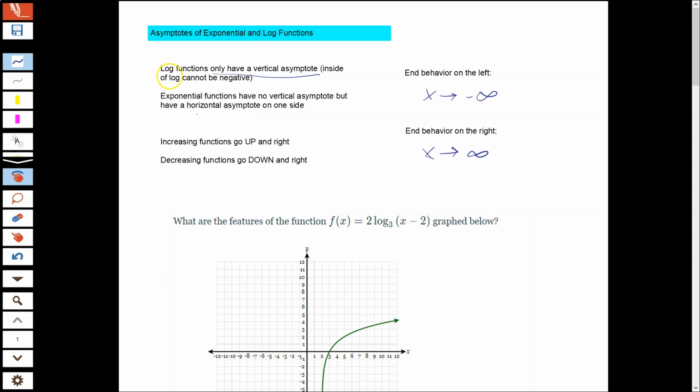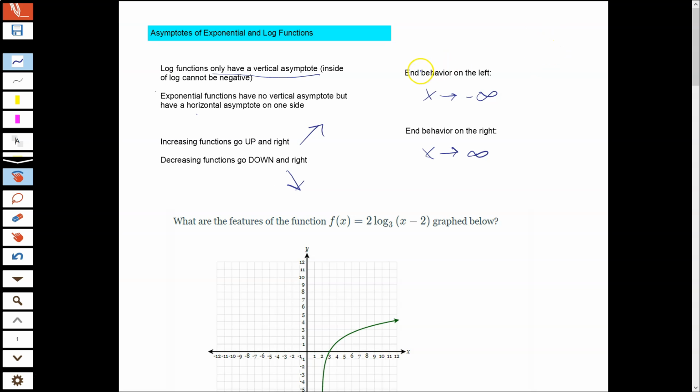So right away when you decide whether something's exponential or log, and that's easy because it's given to you, you can decide whether you're looking for a vertical or horizontal asymptote. So make sure you have this written down as a reference. You already know this, but increasing functions go up and to the right. Decreasing functions go down and to the right. Okay, so those are easy answers there.